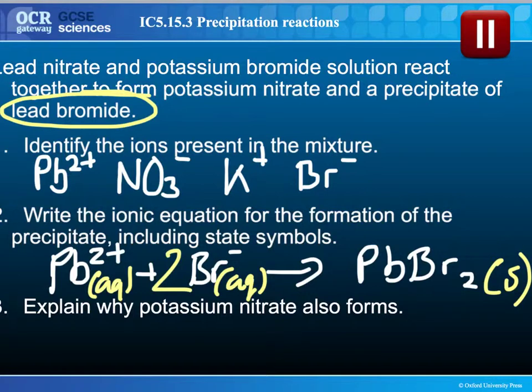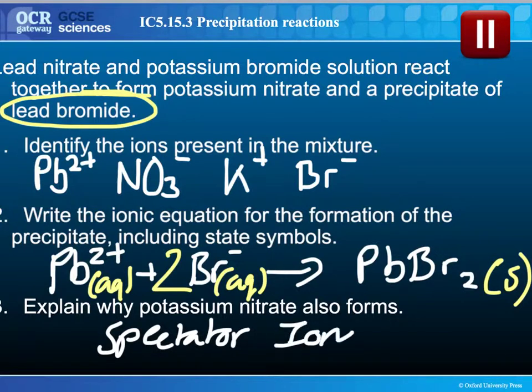Potassium nitrate, why does that also form? It forms from the two other ions, the spectator ions. Spectator ions, as I already said, are there, they're just not necessarily involved in what we're interested in.